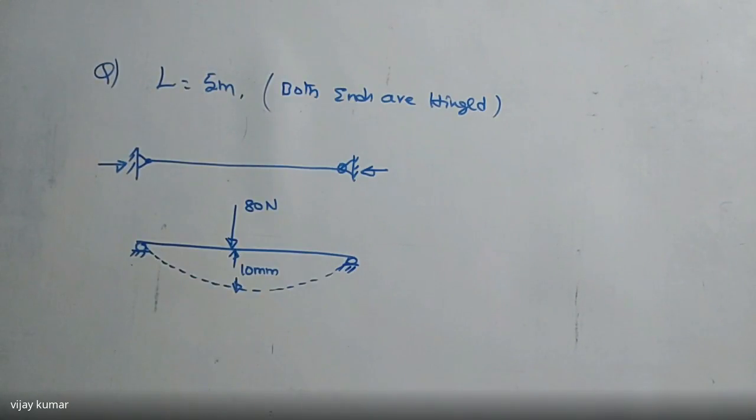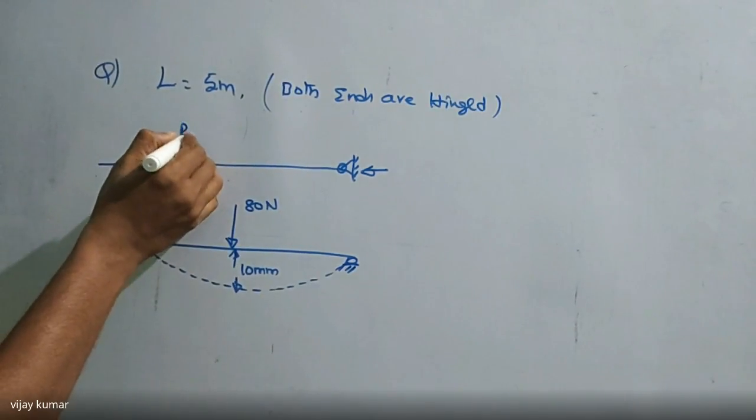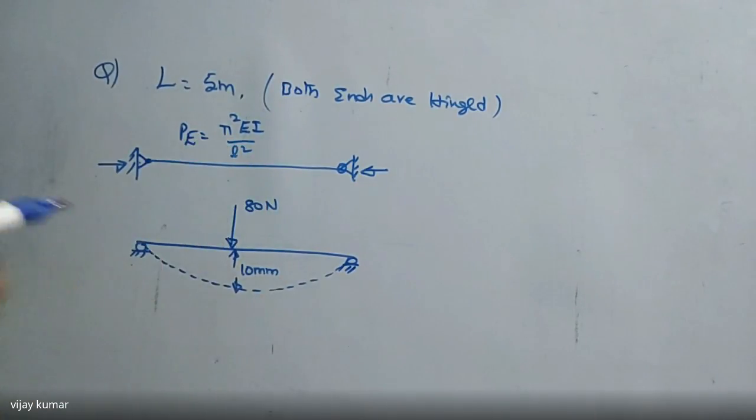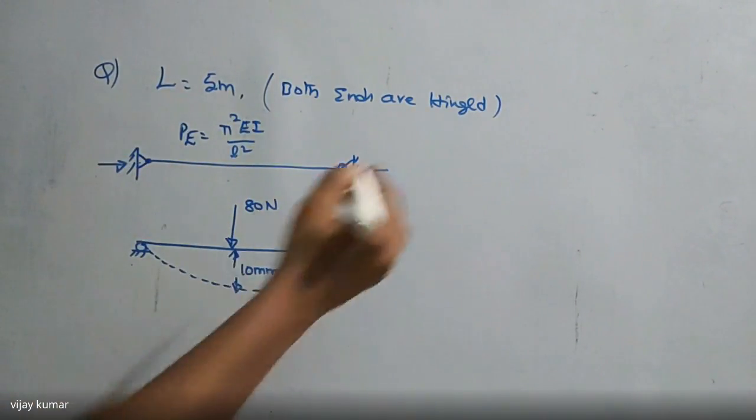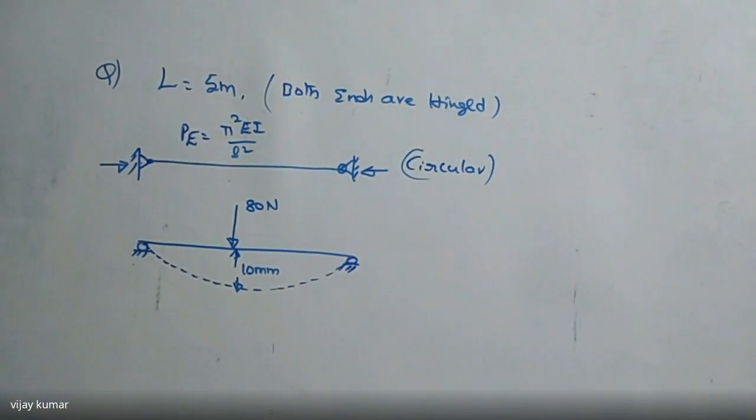Here it is asking to calculate the critical load. So how to calculate the critical load? When both ends are hinged, critical load P is equal to pi square into E into I divided by L square. Here E is not given, so I can find it. This is a circular solid section, so I can find the I value: pi by 64 into d power 4.